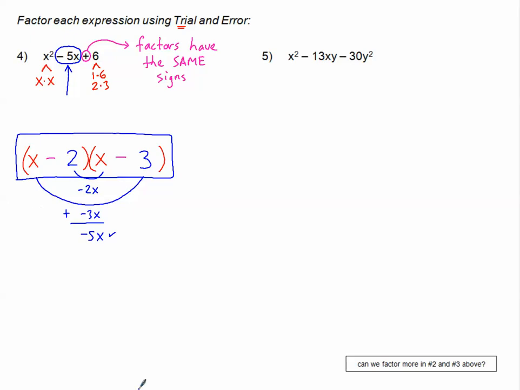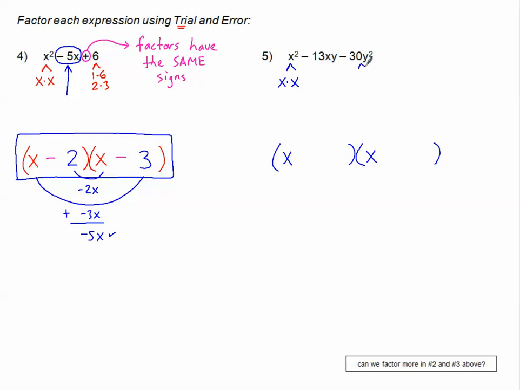Let's look at our second one. I've got x squared minus 13xy minus 30y squared. Now don't worry that we have multiple variables in here. It's the same exact setup. I'm going to break apart my first term. In this case, it's only x times x. That's kind of helpful. I'm going to write my parentheses, and I know that the fronts have to be x times x. The second part, I have to split up 30y squared.